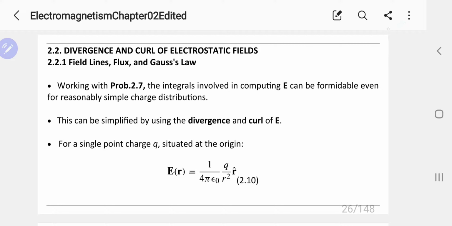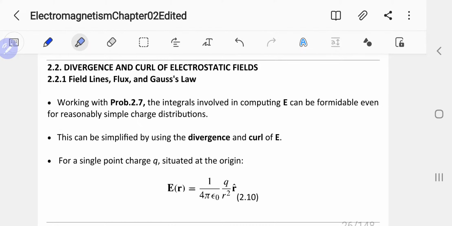throughout the space. So for a single point charge Q situated at the origin, just say an origin where everything is 0, x equals 0, y equals 0, z equals 0, or the radius is equal to 0. So you have this electric field coming out or coming in towards the charge. If it's positive, the electric field goes out of the charge. When it's negative, it's going into the charge by convention. So this is the electric field.